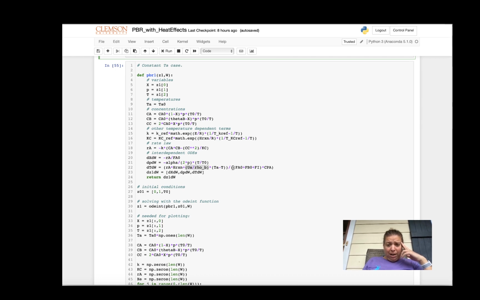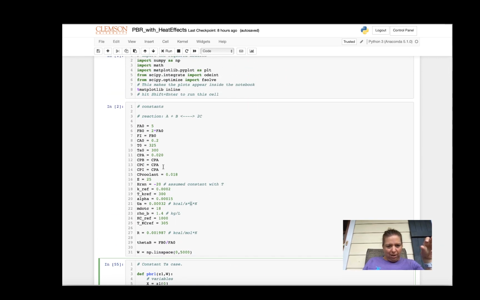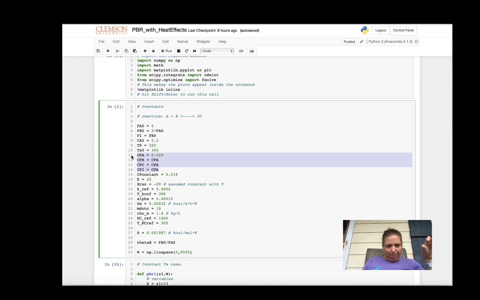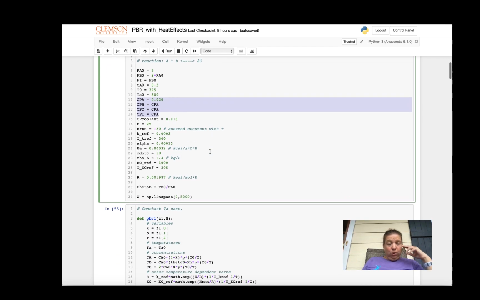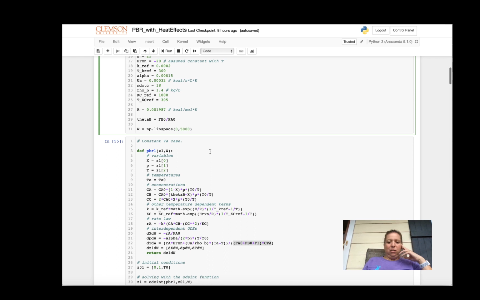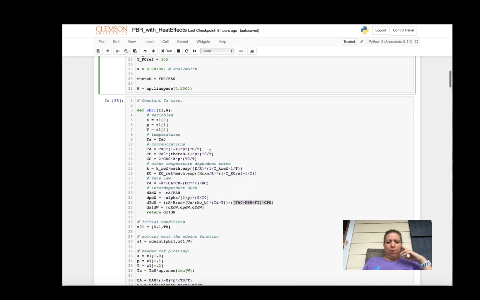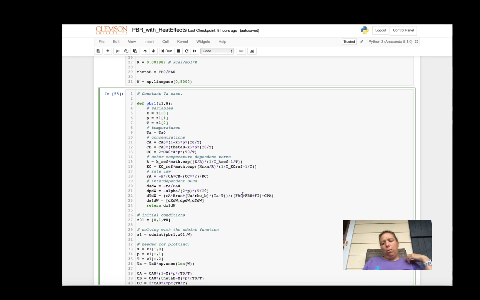The denominator here, I should have a sum of Fi times Cpi, so the flow rates of the different species times their heat capacities. In this case, we've said all of the heat capacities are the same, at least all of those for the reactor contents. So in that case, I just need to multiply that heat capacity by the total molar flow rate. The total molar flow rate is equal to the inlet molar flow rate.